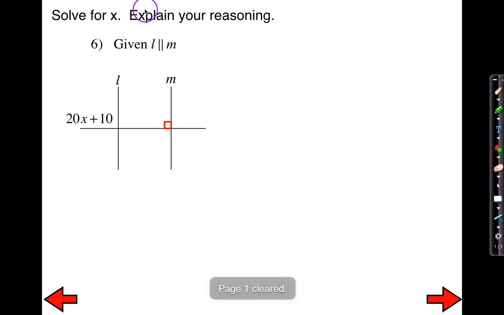So now here it says solve for x, explain your reasoning. Okay, it says given L is parallel to M, so these are parallel. Since they're parallel, I'm going to go ahead and compare some of these things. Because they're parallel, I expect corresponding angles to be congruent, which means this should be congruent to this angle. Well, it doesn't say what this angle is. However, I do know this symbol here means that this is a right angle. So that means this angle, 20x plus 10, is congruent or equal to this angle here, which is a right angle, which is 90 degrees.